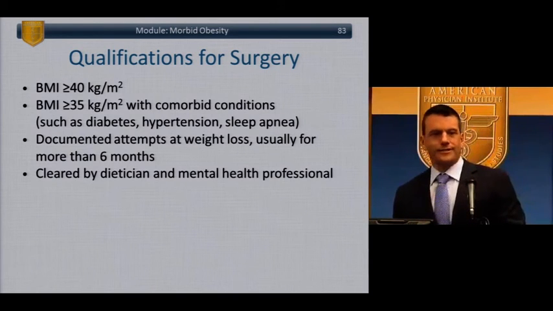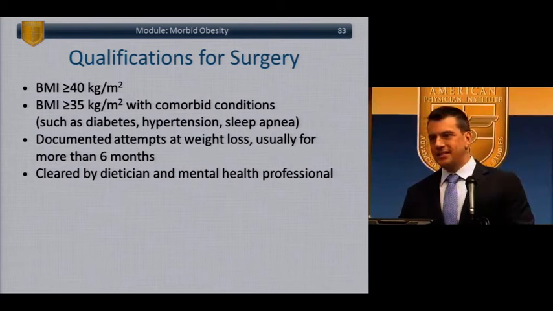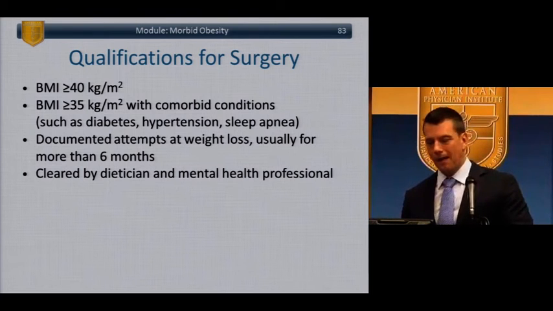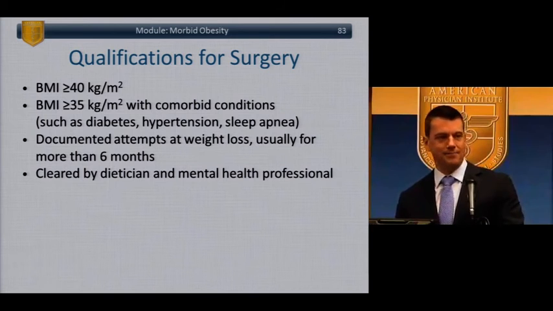So in qualifying for surgery, and these keep getting laxer and laxer as people realize the benefits, a BMI greater than 40 was the textbook, you just got it off the bat. Greater than 35 with any comorbid conditions: diabetes, hypertension, sleep apnea. You should have documented attempts at weight loss.